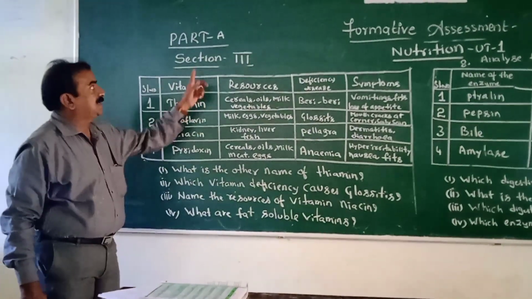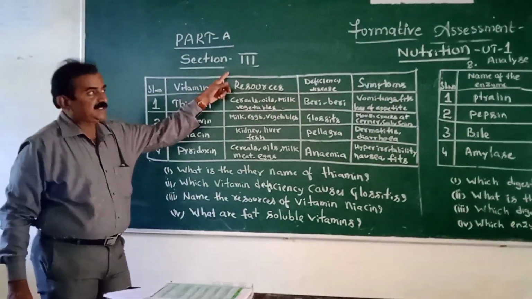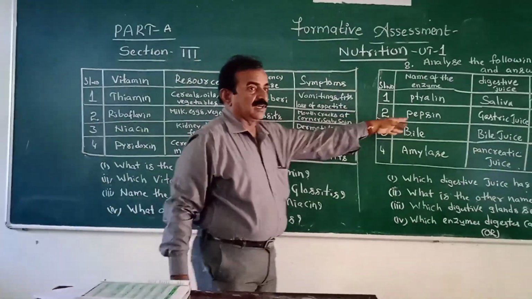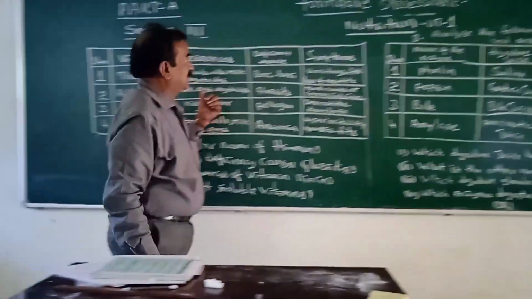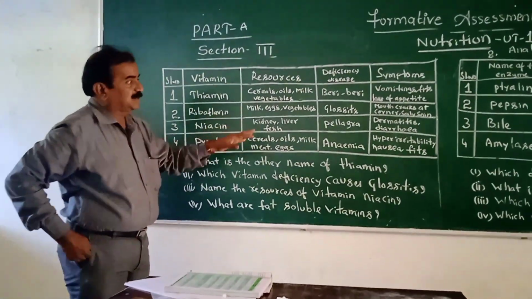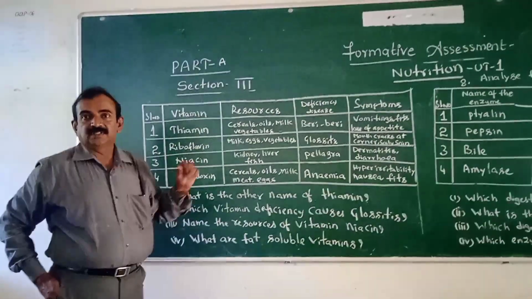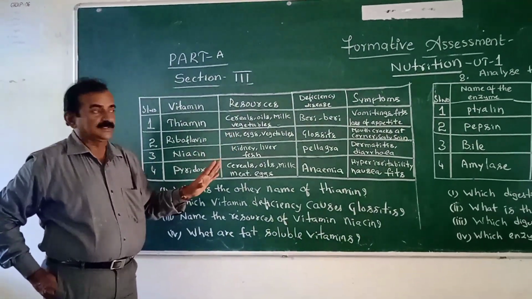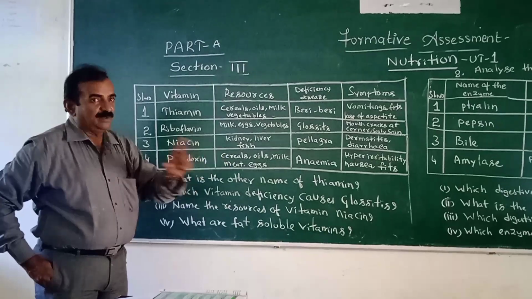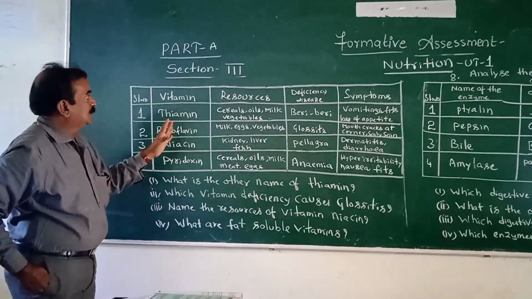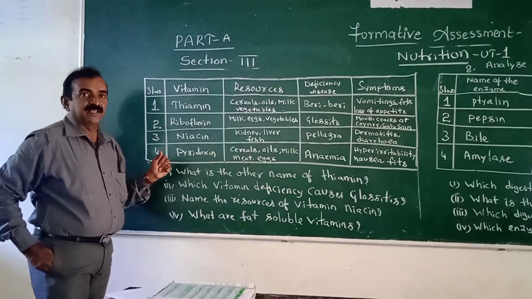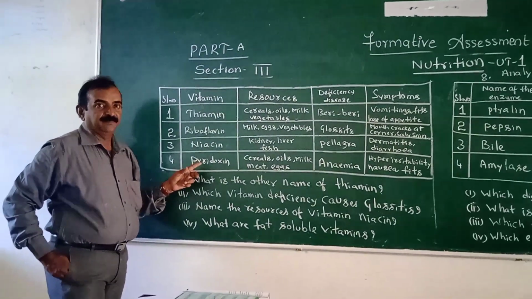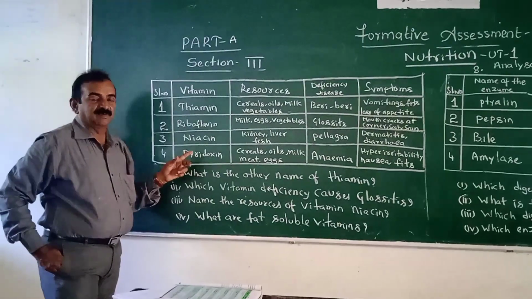Now we are discussing section 3. One question is already discussed. So here it is "or". Next, another table is there, and this is also an AS4 question. Out of 2 you need to write only 1, not 2. This question and this table are on page number 19, vitamins. There you see a table of vitamins given.